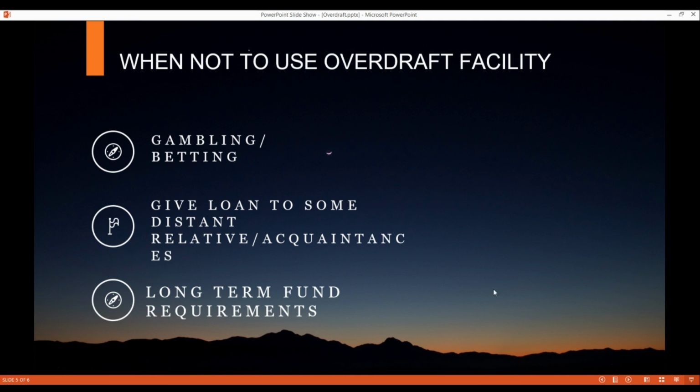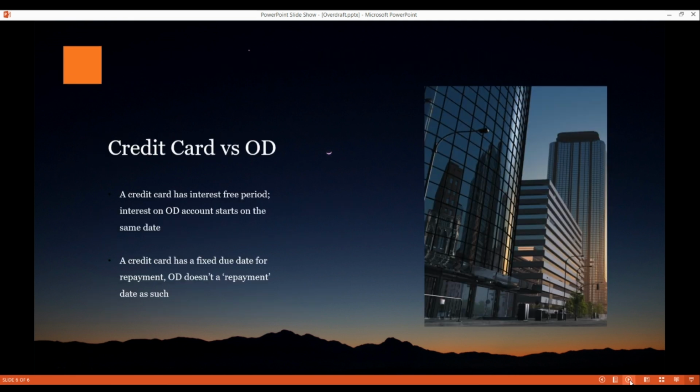And when you talk about overdraft facility, generally the question that comes to mind is that a credit card is also a type of loan. So what's the typical difference between a credit card and an overdraft loan facility? First thing is, as we all know, a credit card has an interest-free period. Typically, it's 50 days of time given where there is no interest. But when it comes to overdraft, there is no such thing. The overdraft starts on the same day itself, and the interest is also charged from the same day, right? So there is no interest-free period.